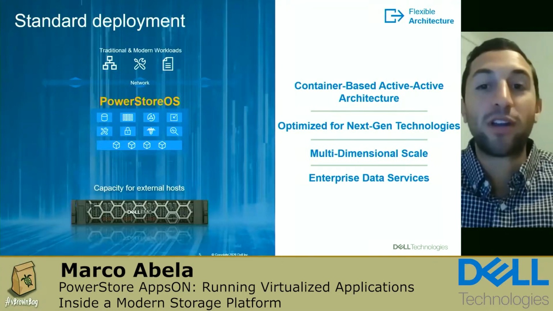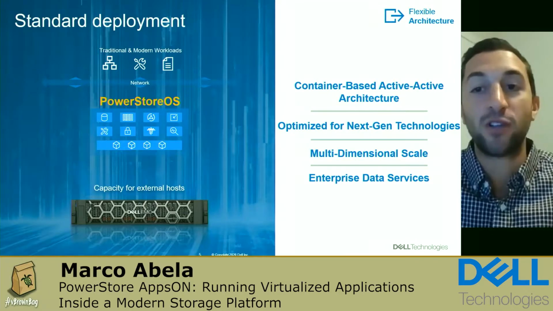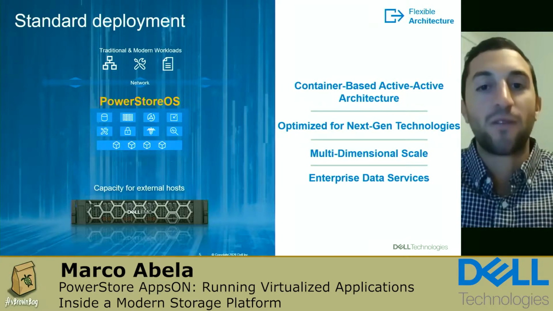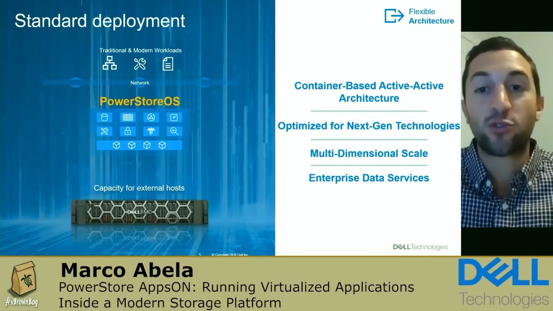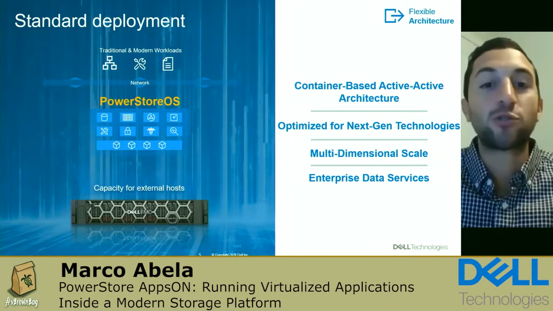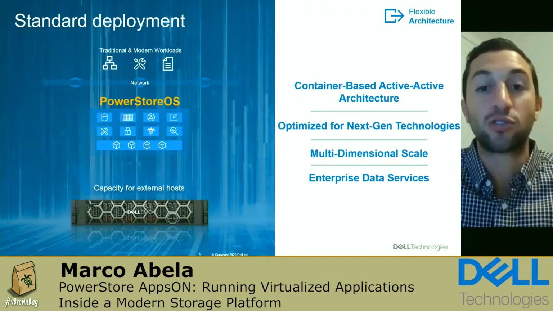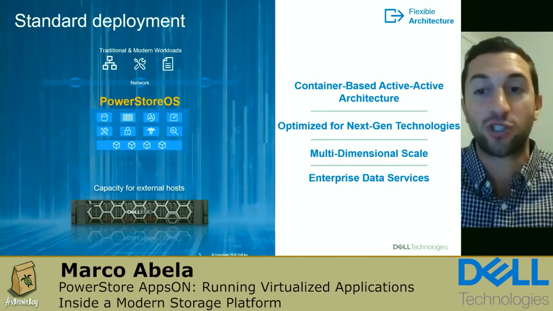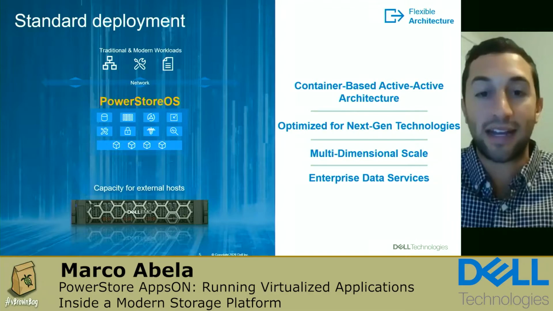Now, PowerStore can be deployed in two primary different deployment models. The first is with a standard traditional deployment model, which is the PowerStore T model, in which PowerStore serves storage to external hosts as a traditional storage array via Fibre Channel and iSCSI.